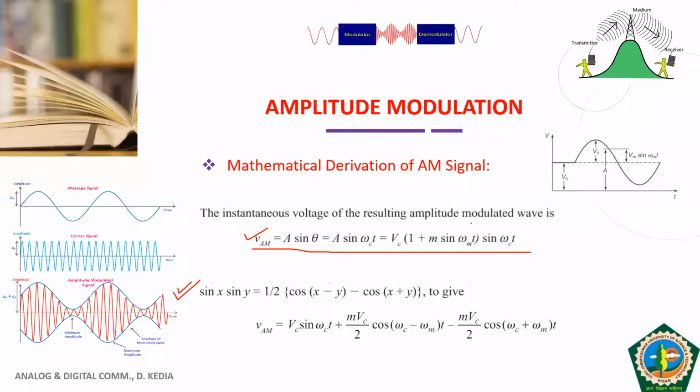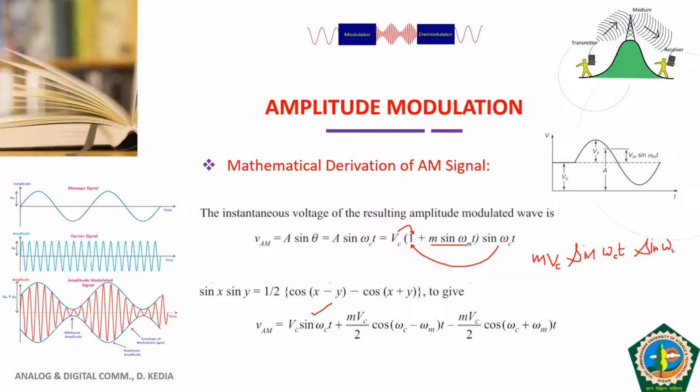If you look at this expression carefully, there are two sine terms here: sine omega mt and sine omega ct. If we multiply sine omega ct inside this bracket, and also multiply with Vc, we get more terms. Sine omega ct comes here, Vc also comes here, and we get the term Vc sine omega ct. Then this Vc and sine omega ct multiply with m sine omega mt, and we get m Vc sine omega ct sine omega mt as the second term.